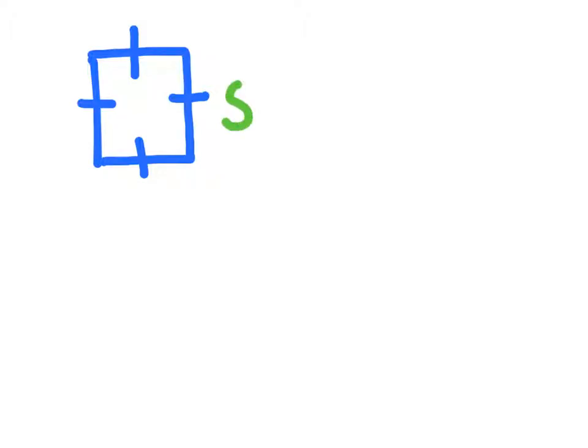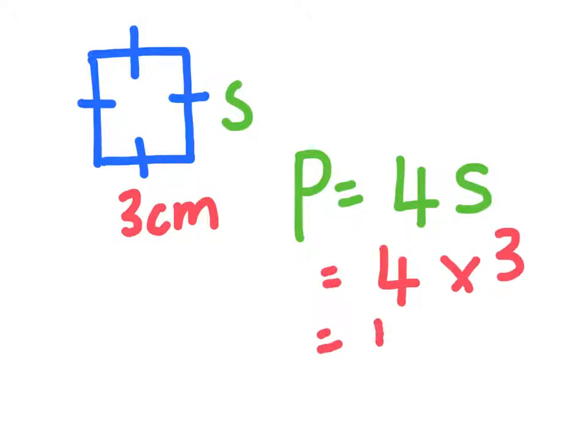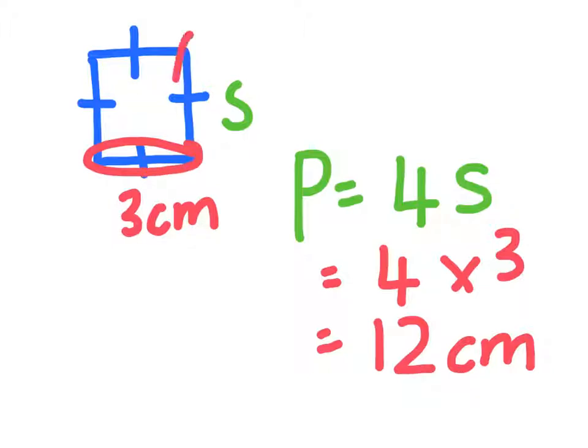Now, the rule for the perimeter of a square is perimeter equals 4S, which is 4 multiplied by S, or the side, because 4 sides are exactly equal. So if the side of our square here is 3 centimetres, the perimeter equals 4 multiplied by 3, which equals 12 centimetres. We could also check by going around the sides. So we have one side that's 3, 6, 9, 12.